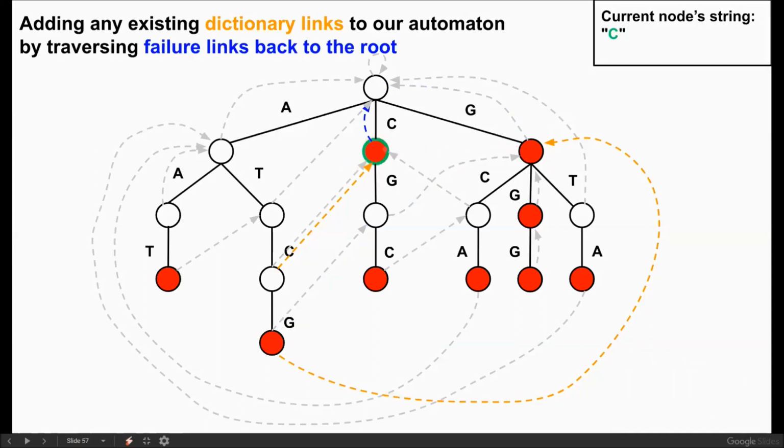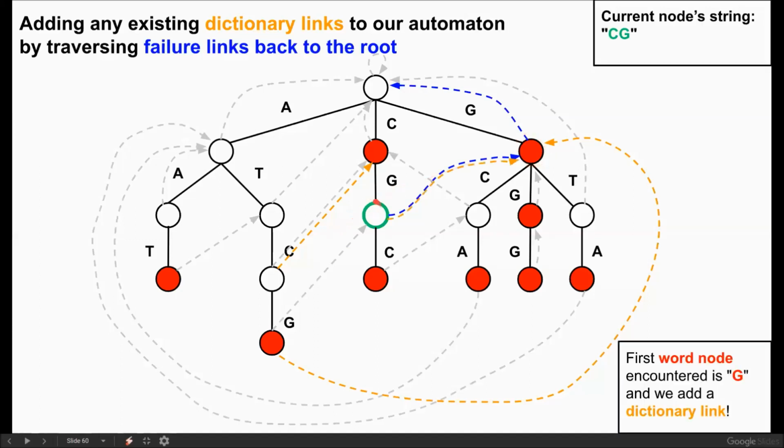Now for this node, we traverse our failure link back to the root. We didn't hit anything. Cool, so there's no dictionary link that is outgoing from that node. Okay, let's look at this one. Let's follow the failure links. So we follow this one, and we do encounter a word node. So we have a dictionary link to add from this node to the word node that we encountered.